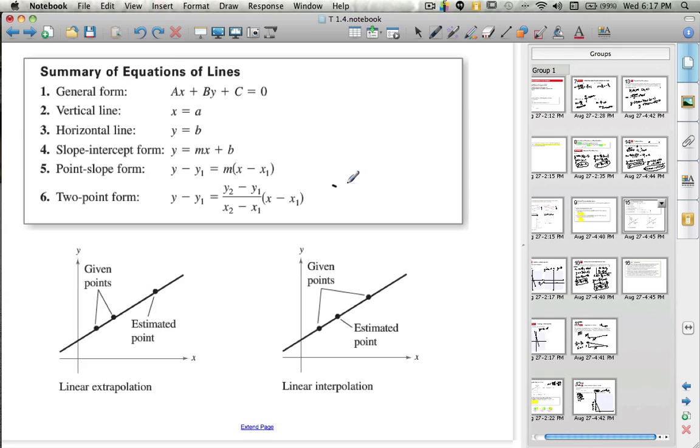I didn't use this in the lecture. Instead, I did this part separately, and I calculated slope and then used point-slope. If you wanted to do it all as one thing, you could do that and use 2-point form.